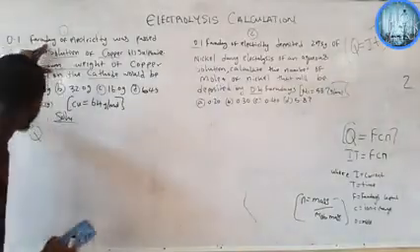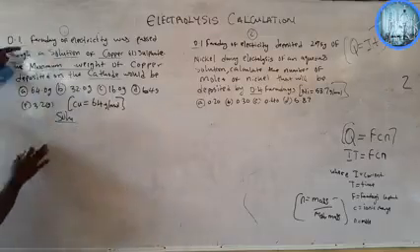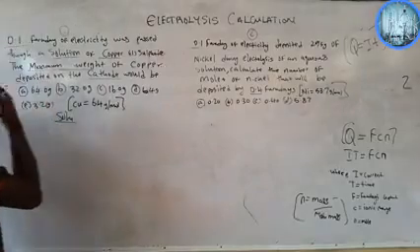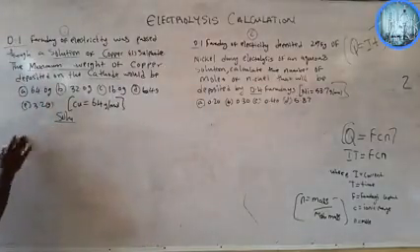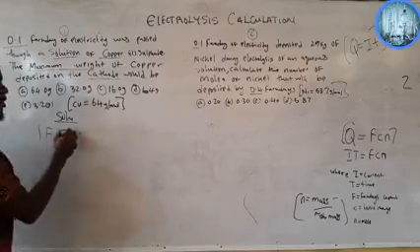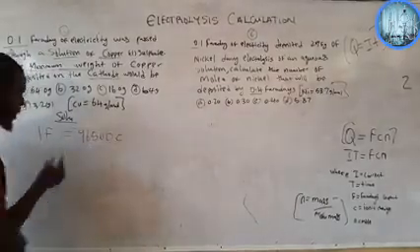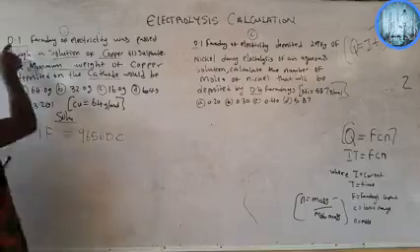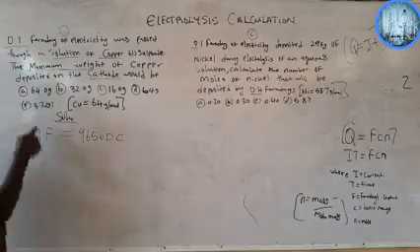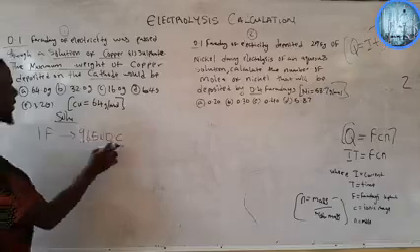I also told you the relationship between coulombs and Faraday's constant. Let's compare this quantity of electricity in Faraday to coulombs. From what we said in the last video, 1 Faraday of electricity in coulombs is equivalent to 96,500 coulombs. That's the relationship. Now we have 0.1 Faraday.